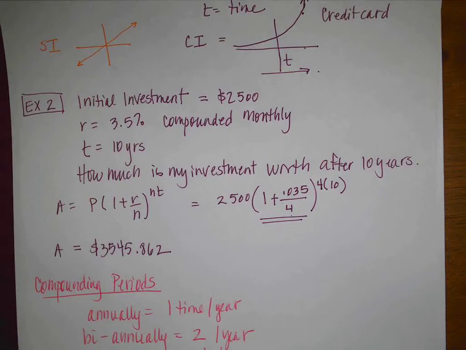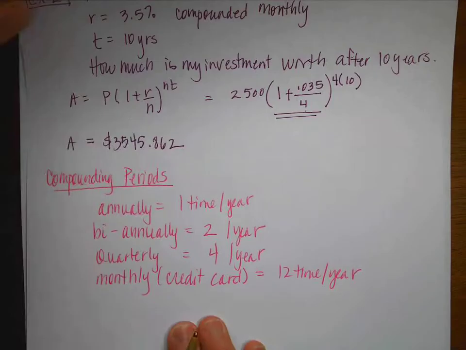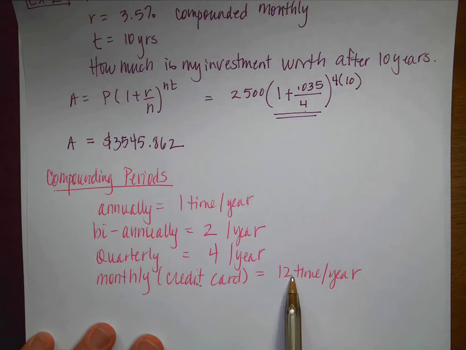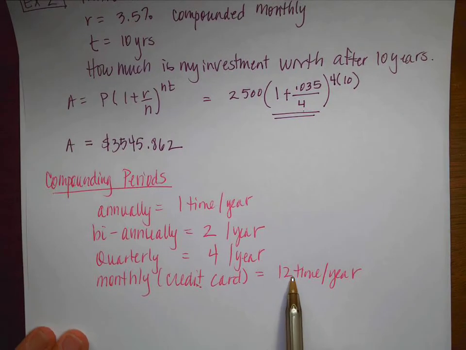And I could do monthly. That's a sad day. This is your credit card, by the way, which would be 12 times a year. And you can't see those, so let me move that up. So your credit card, you would be being charged interest every month, and so that means that the amount of money that you would owe is growing exponentially, right?